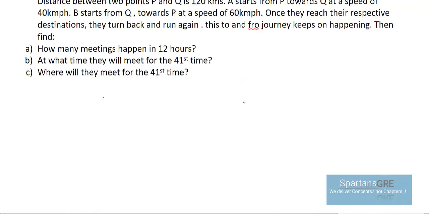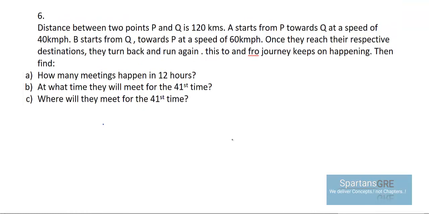Right. Our sixth question says the distance between 2 points P and Q is 120 kilometers. A starts from P towards Q at a speed of 40 and B starts from Q towards P at 60 kilometers per hour, and this is a to and fro journey. Then find how many meetings happen in 12 hours and at what time will they meet for the 41st time. This is your second question. Where they meet for the 41st time. This is your third question, right?